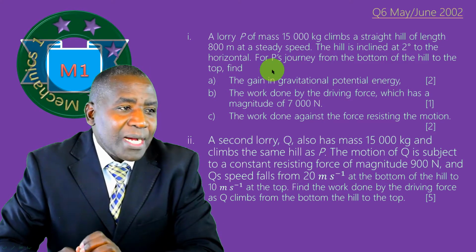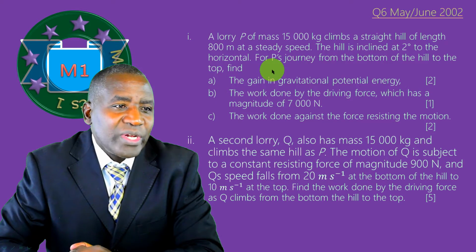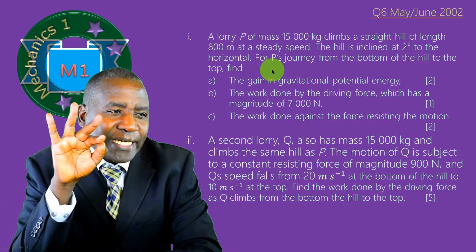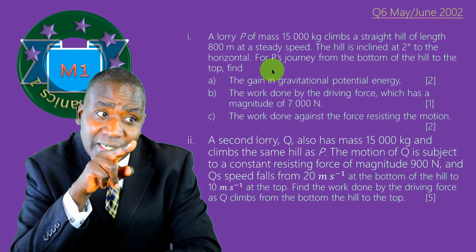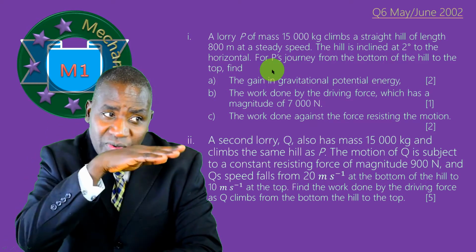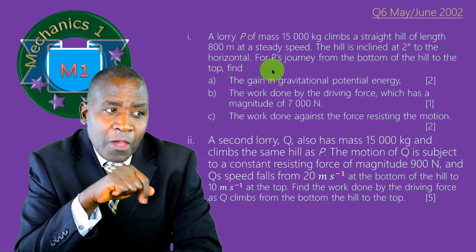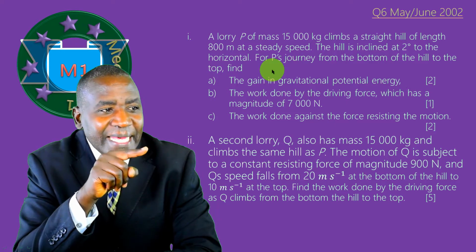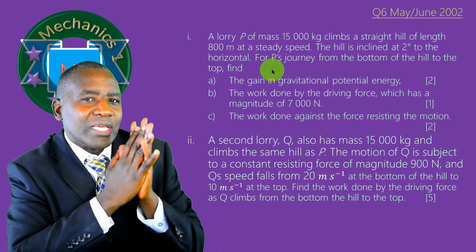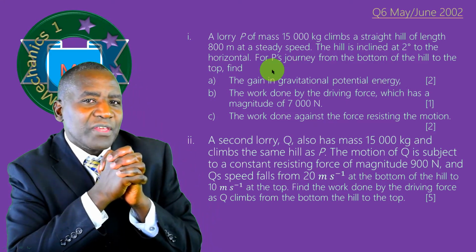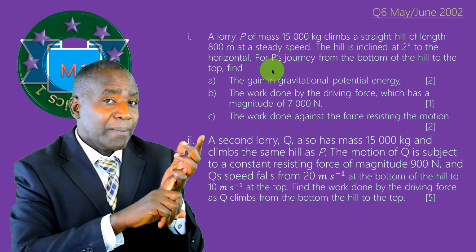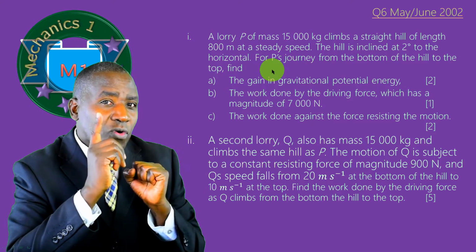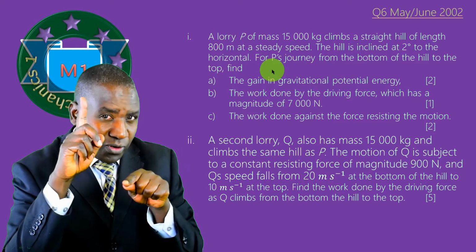We are given a lorry of mass 1500 kg that climbs a straight hill of length 800 meters. I'm getting an idea of an inclined plane, and of course the hill is inclined at 12 degrees to the horizontal, so I know there is a certain angle over there. For the lorry's journey from the bottom of the hill to the top, find the gain in gravitational potential energy, mgh. If I know m, I know g, those two I know. Do I know the h? Of course, I know that h is the vertical height covered.